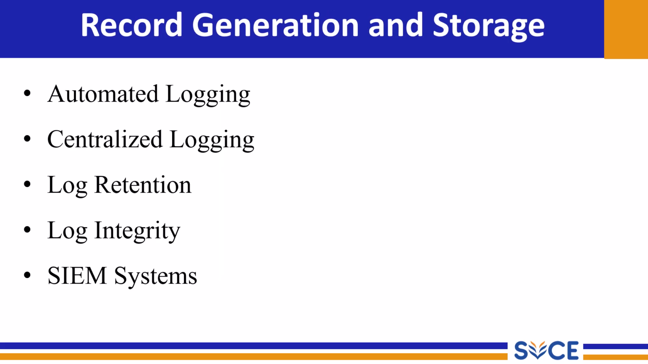Next one, record generation and storage. Here we have automated logging, centralized logging, and then log retention, log integrity, as well as signing. Okay. So automated logging: most systems and applications automatically generate audit logs. Logging mechanisms are built into operating systems, databases, as well as security tools. In centralized logging, it's a best practice to centralize the audit logs in a secure location. This makes it easier to analyze logs and prevent tampering.